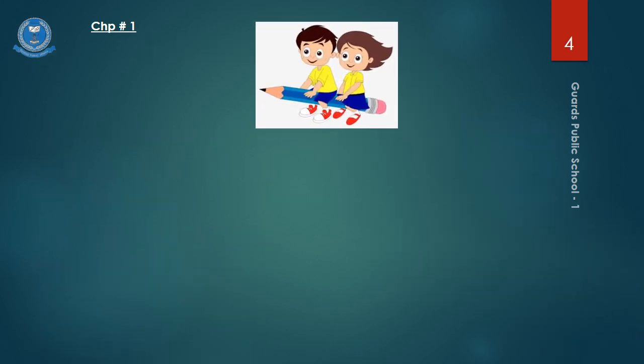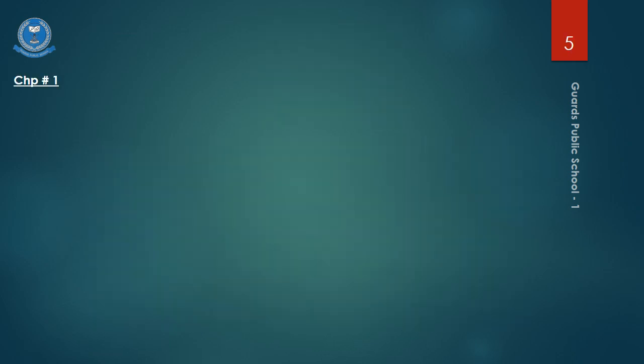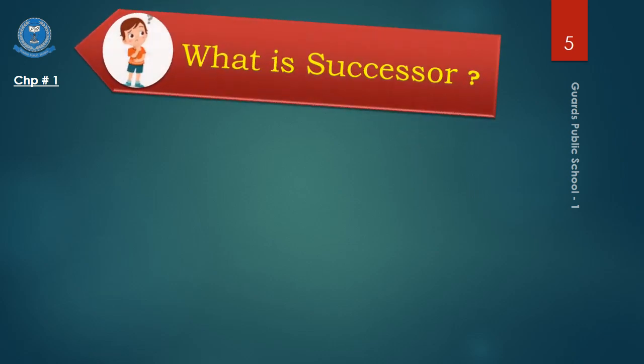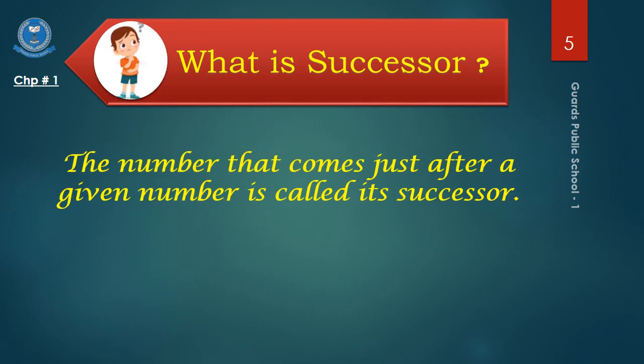Now we are moving to our first topic, successor and predecessor. What is successor? The number that comes just after a given number is called its successor. Students, what is a successor? A successor is the number that comes immediately after any number, and you can say in simple words that in a successor we add 1 to the given number to get a new number.